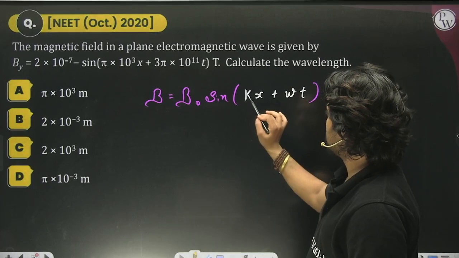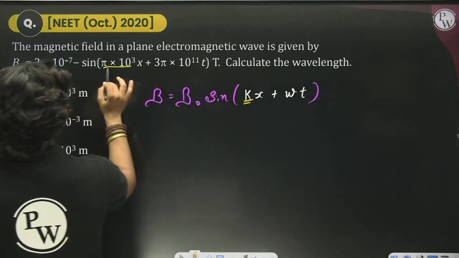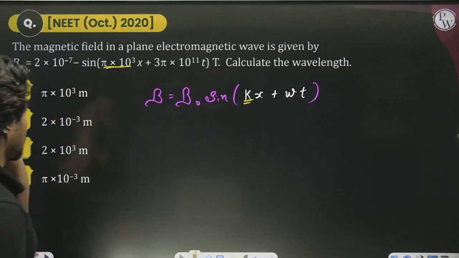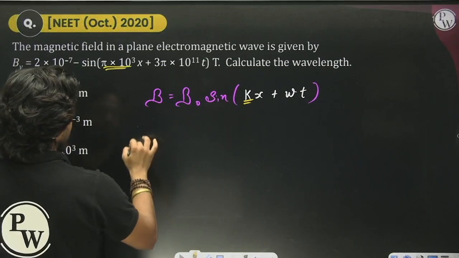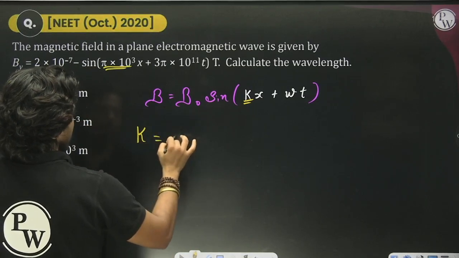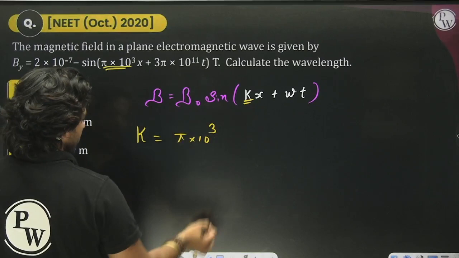Now, what is the coefficient of X? This is the coefficient of X. It's K. So, K is how much? K is pi into 10 to the power 3.